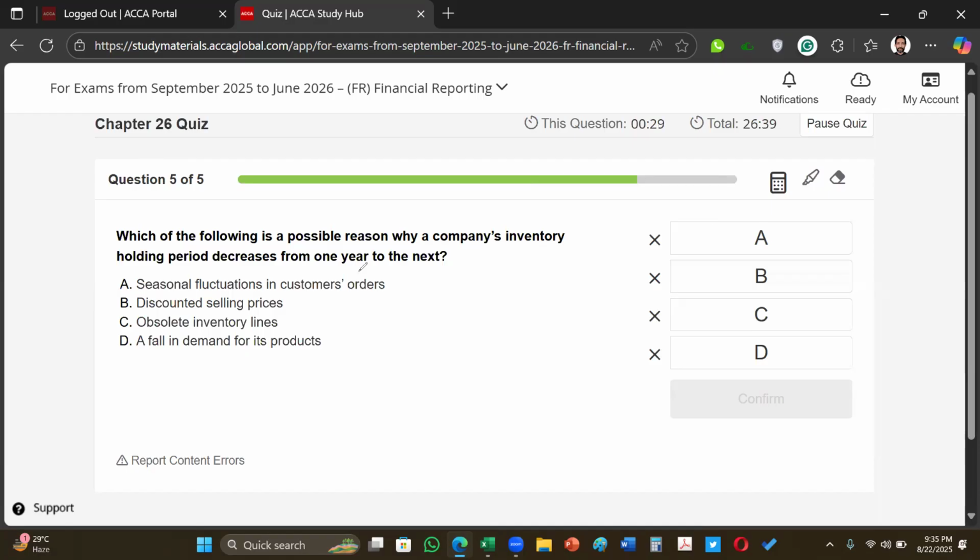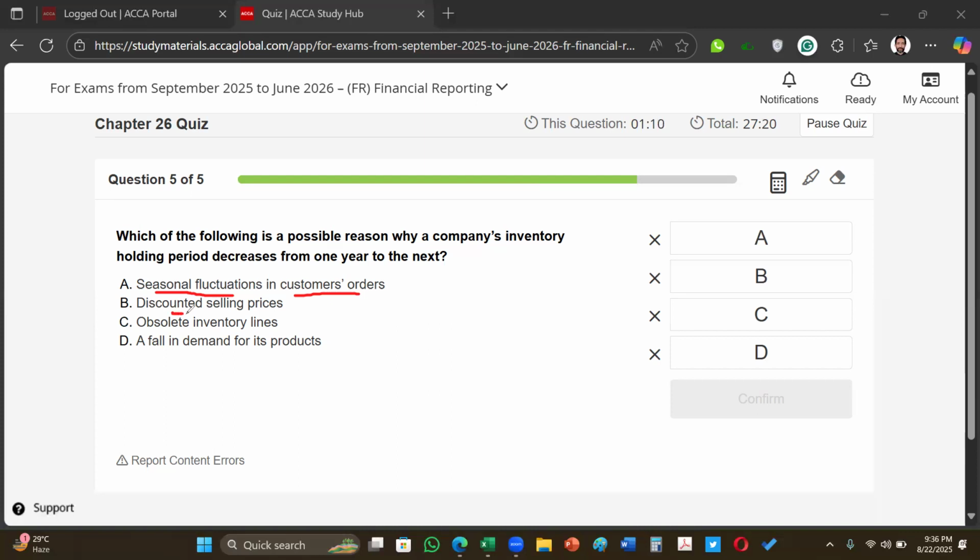Number one is seasonal fluctuation in customers' orders. Now this is something that is normal every year. The seasonal fluctuations would be the same from one year to the next. It won't have any impact. The seasonal fluctuations present in this year would also be there in the previous year. Do you agree? Yes, sir, they would be the same every year, so they won't result in the inventory holding period decreasing.